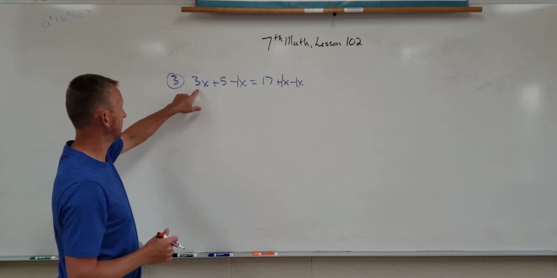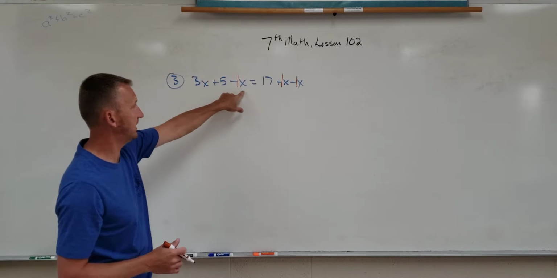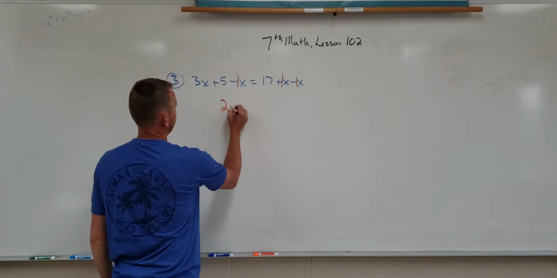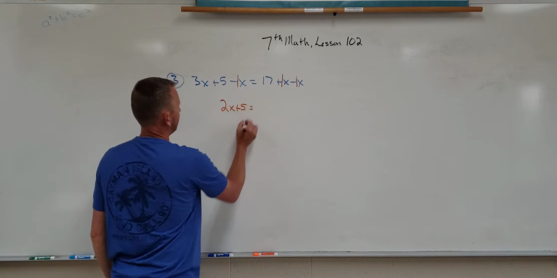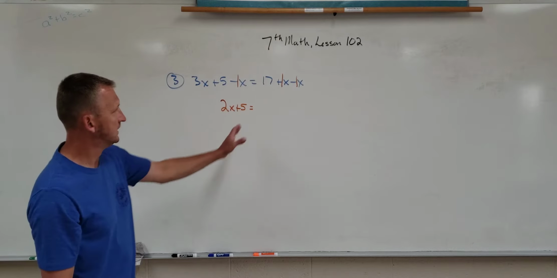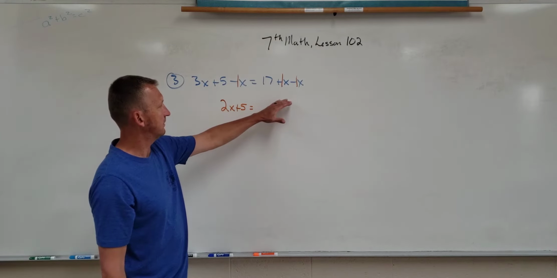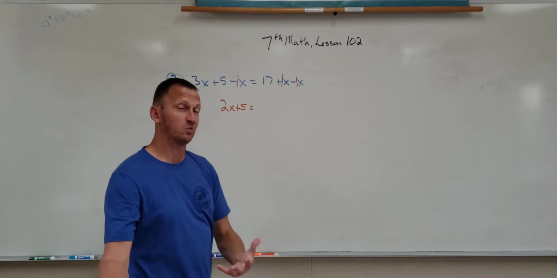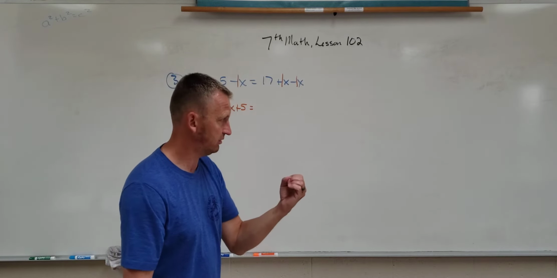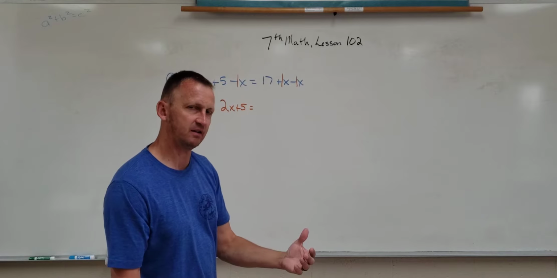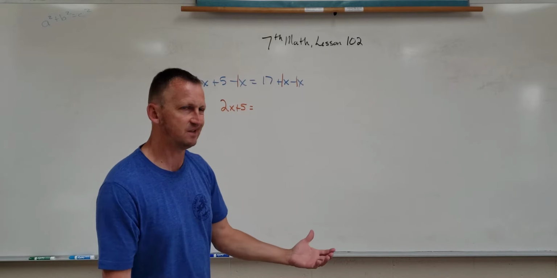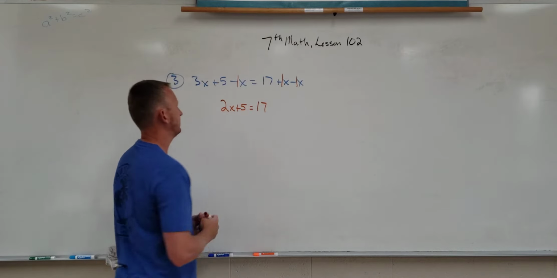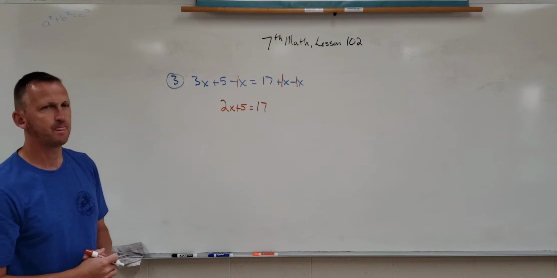Now, simplify each side first. So combine like terms, such as 3x minus 1x. 3 minus 1 gives me 2. So we have 2x minus 5 over here. On this side, our like terms are 1x minus 1x. 1 minus 1, 0. And 0 times x is 0. So that cancels out. So we are left with 17 over here.